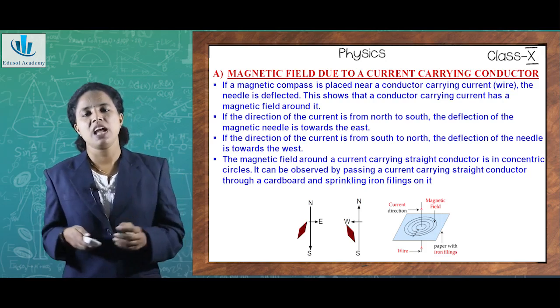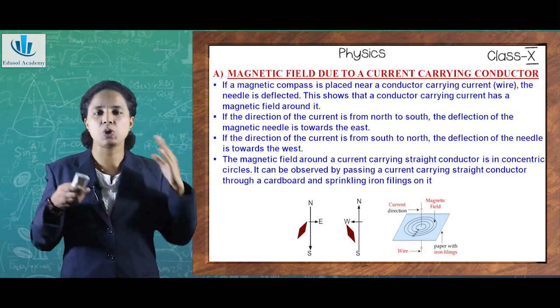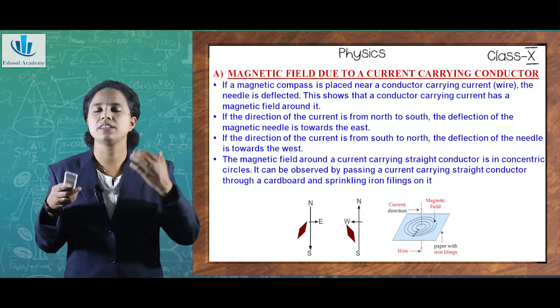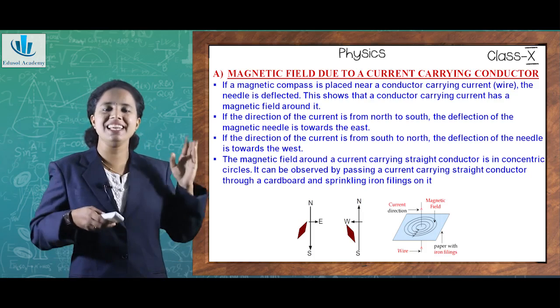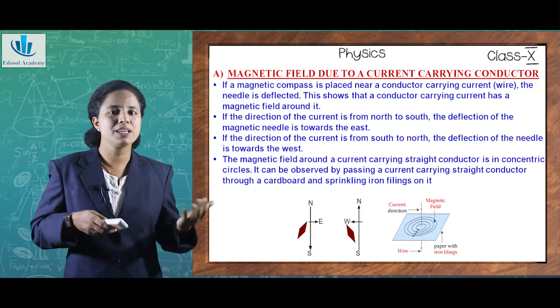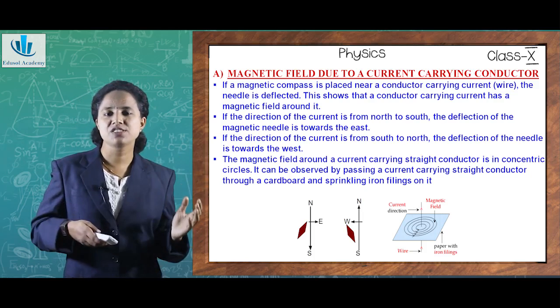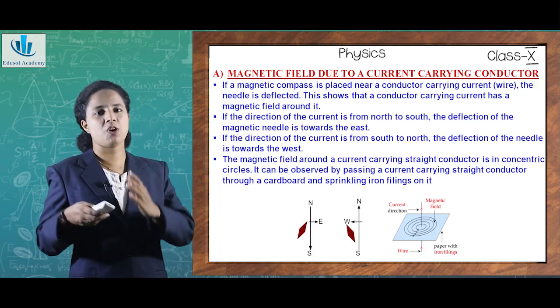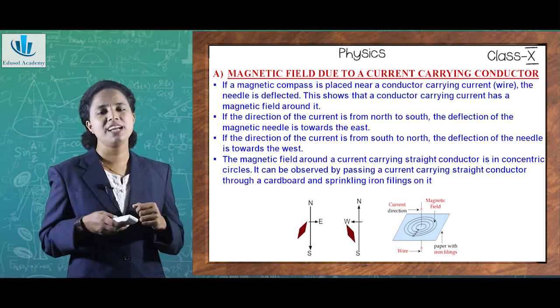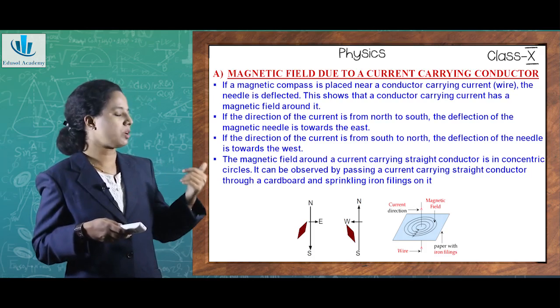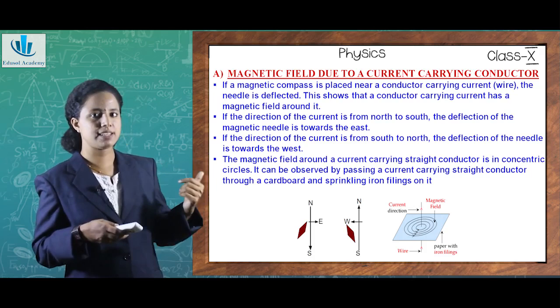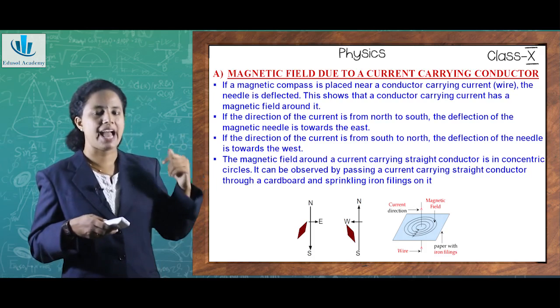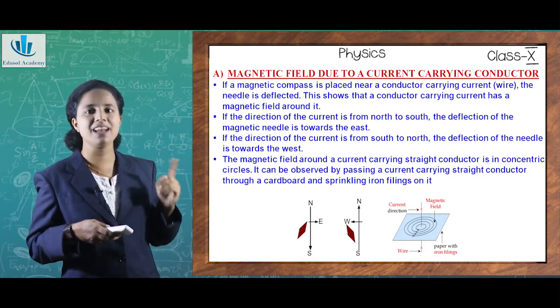It is found that if the direction of current is from north to south, then the deflection of the magnetic needle is towards the east. Then what may be the other case? If the direction of current is from south to north, then the deflection of the needle is towards the west. That's what you can infer from the diagram. It shows north-south as well as the two directions east and west.